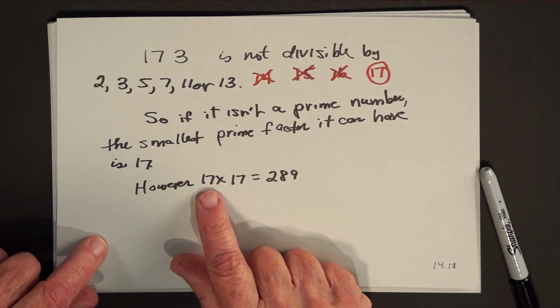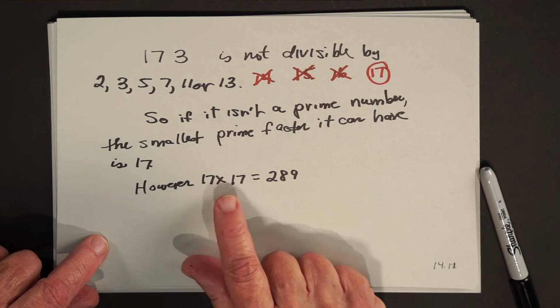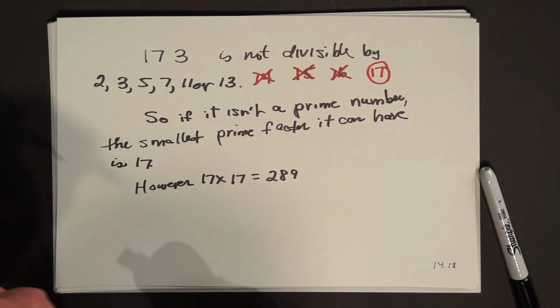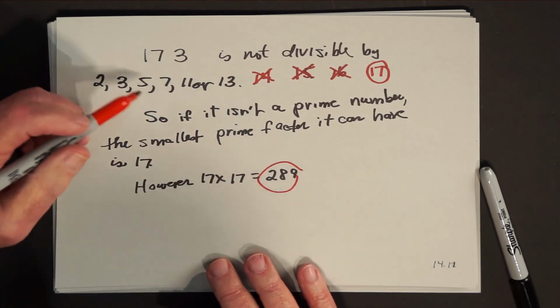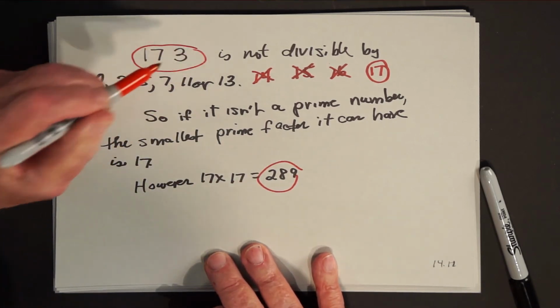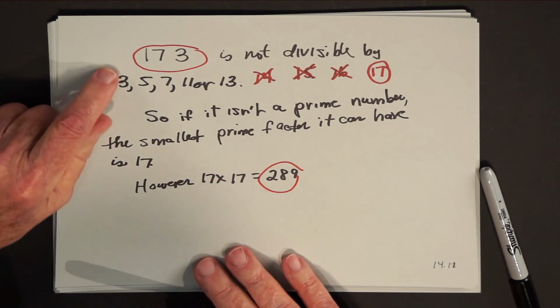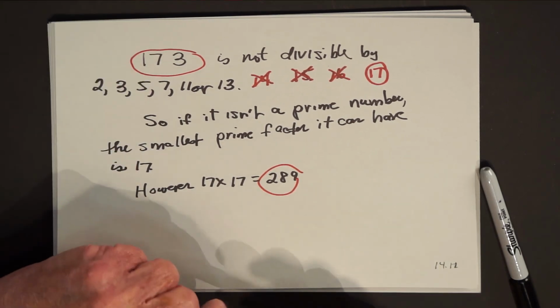However, if 17 was the smallest prime factor, the smallest the number could be would be 17 times 17. That's 289, and 289 is too big to be 173. So without any further testing, I already know that 173 is a prime number. That's going to be very, very important, because when numbers are not prime numbers, it's to our advantage, as we'll see as the course goes on, to be able to break the numbers down into prime numbers.